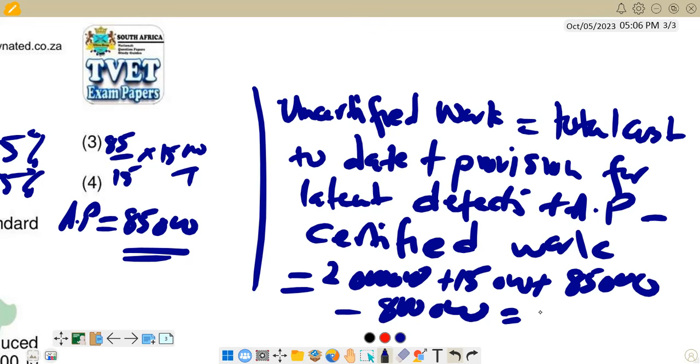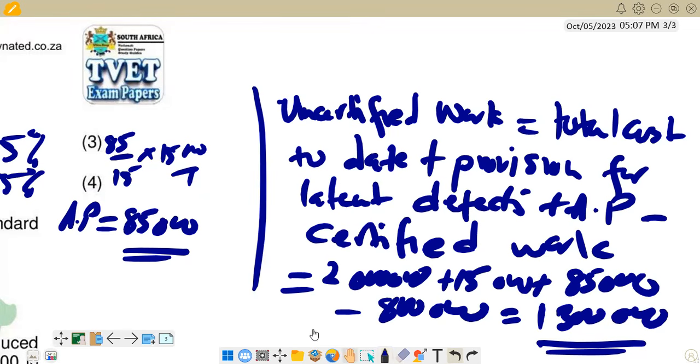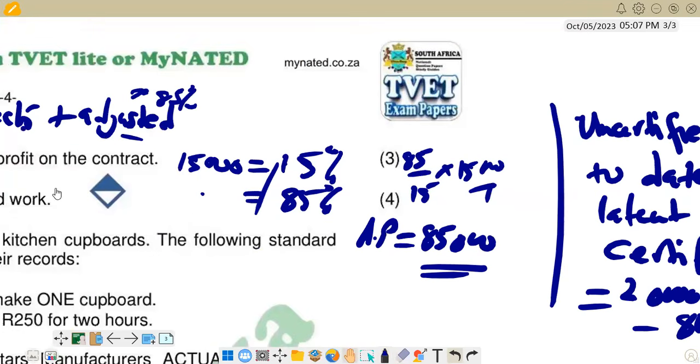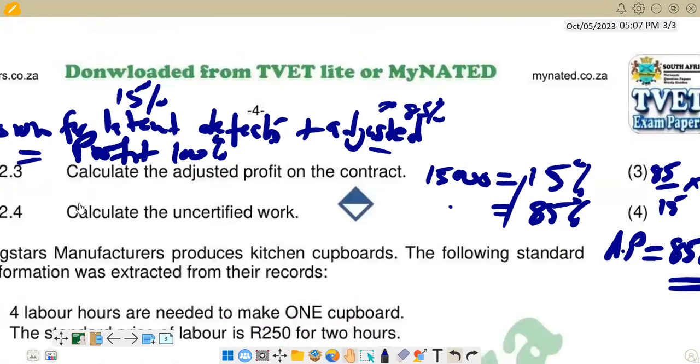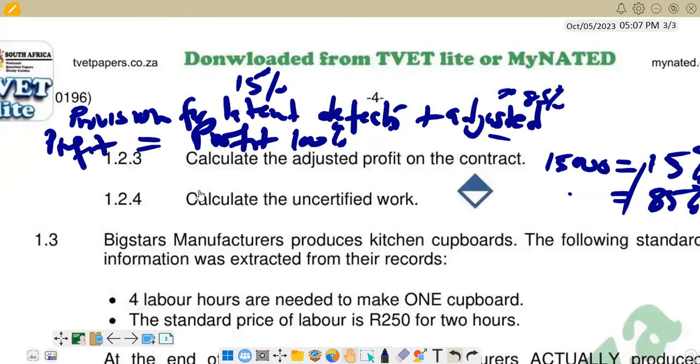Then let's try to calculate that one. If you calculate correctly, you're supposed to get 1.3. So this is the answer there for uncertified work. Then we try to find out the next question there from uncertified work. So that marks the end of the first part of 1.2.